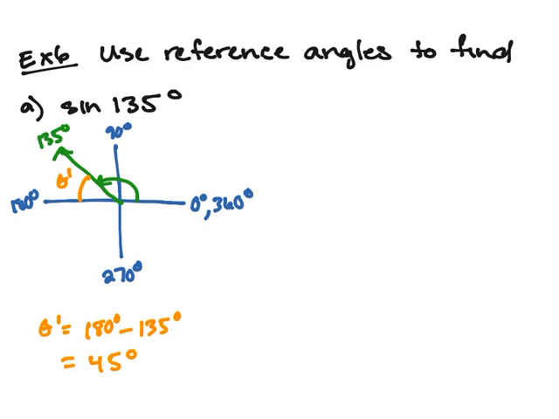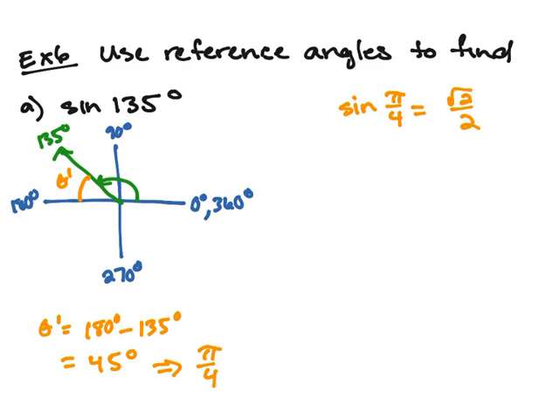is equal to 45 degrees. Well, 45 degrees, what is that in radians? We know what that is. Halfway between 0 and 90 would be pi over 4, right? Because 90 is the same thing as pi over 2. So the reference angle is pi over 4. What is sine of pi over 4? It's square root of 2 over 2.